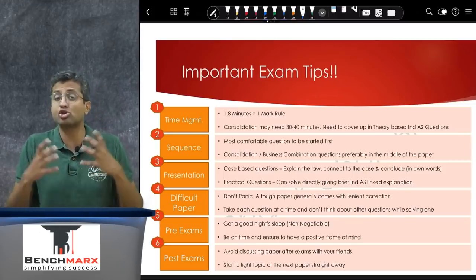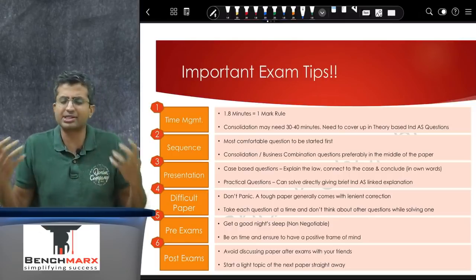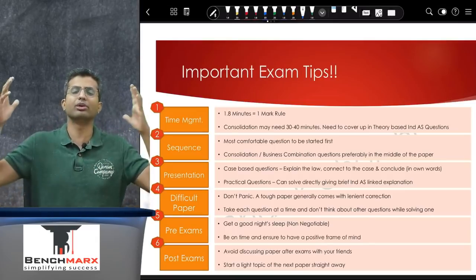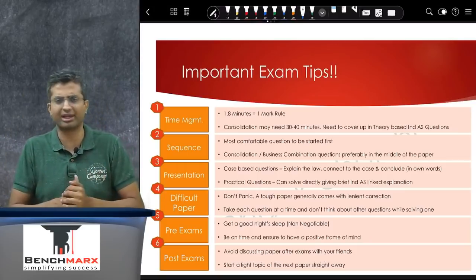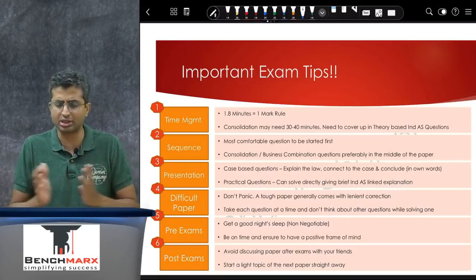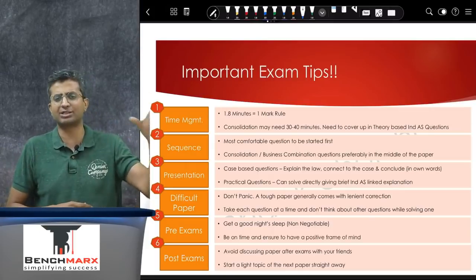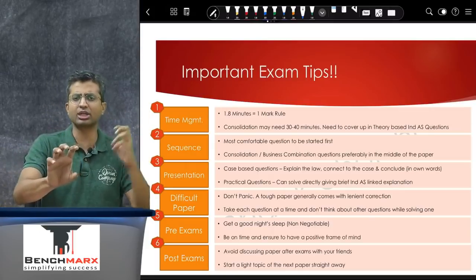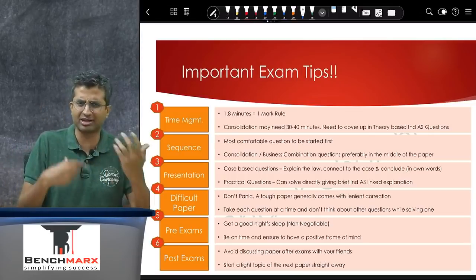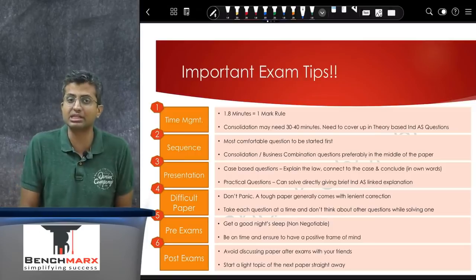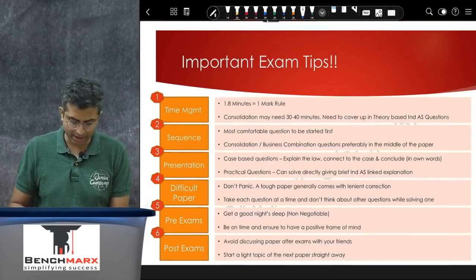In terms of presentation, don't bother a lot about presentation. It's impossible to write what you see in a suggested answer, so don't think that what is written in the suggested answer has to be reproduced. No, that is not the case. Write in your own words. In case-based questions, explain the law in your own words, connect it to the given case and conclude. In numerical questions, typically you can directly solve, but writing a couple of lines of theory is advisable. But again, it depends on the question.